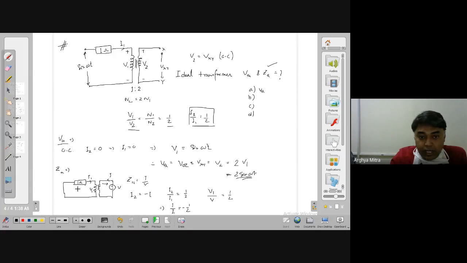Then what we will do: I have a loop here, so go for a KVL. What will that be? The voltage drop across this 1 ohm is I1 into 1, and the current is flowing in this direction. This is plus, this is minus. So plus V1 must be equal to 0. So I1 plus V1 is equal to 0. So I am getting that V1 is equal to minus I1. These are the findings I have.